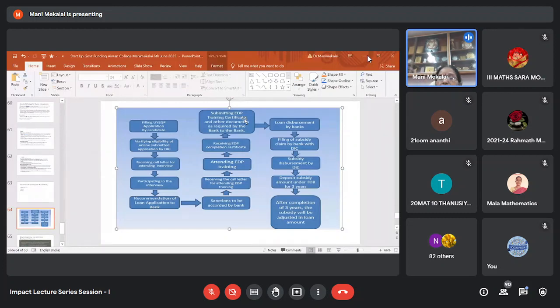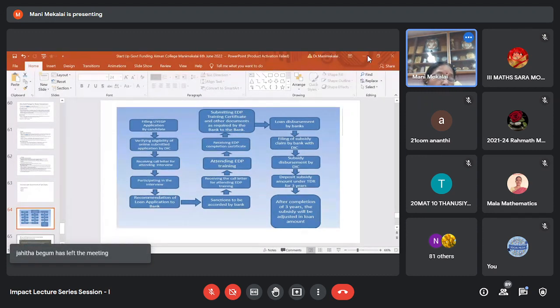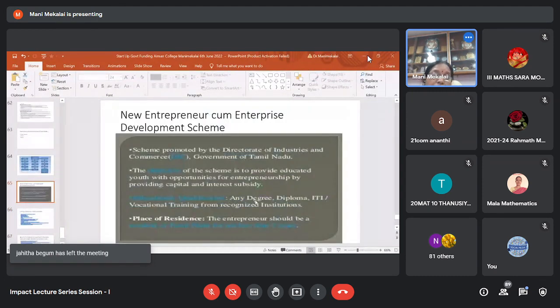If there is any subsidy, for example, in UYEGP you are taking a loan of 1 lakh, let us assume, then you will have a 30% subsidy. And if you are from rural areas, a 35% subsidy. So what does it mean? You will be paying only 65,000 out of the 1 lakh loan taken. So these are the programs available from the Government of Tamil Nadu exclusively for entrepreneurs.